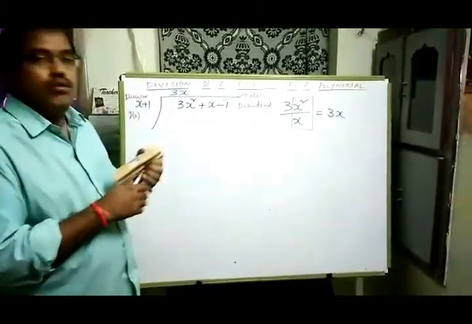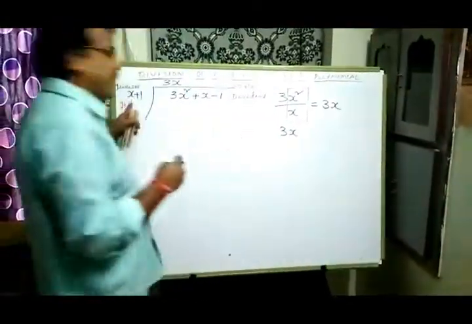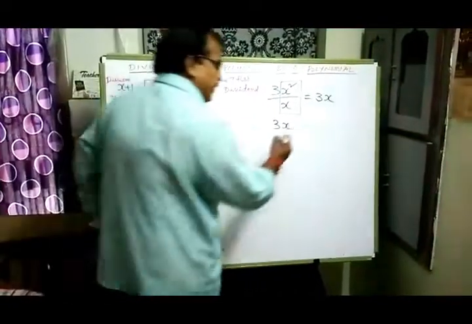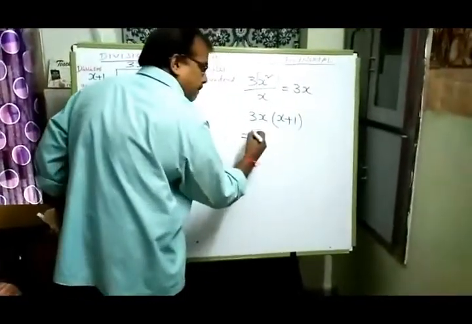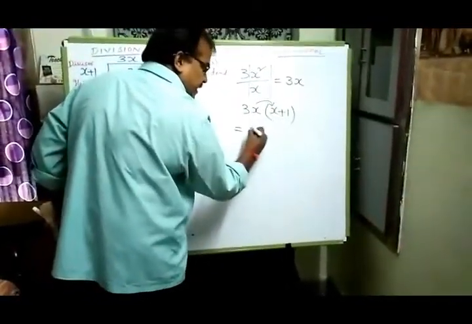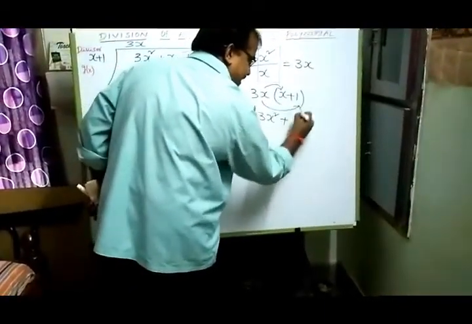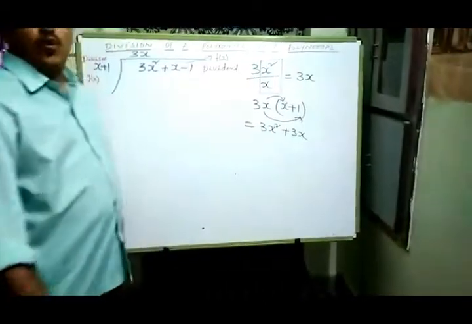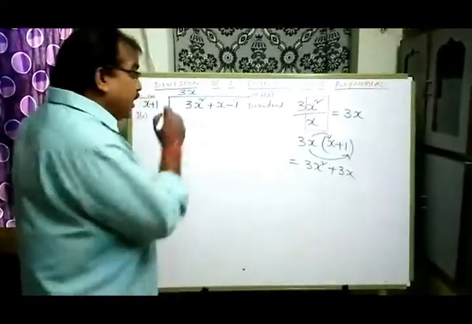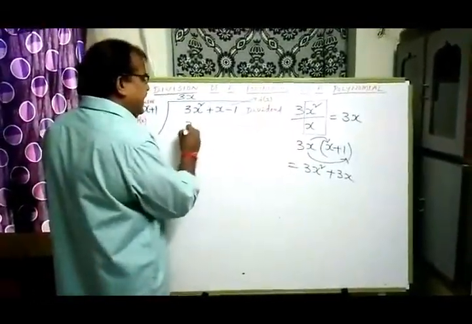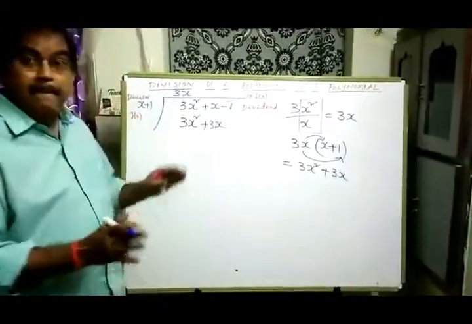Now, what is the next step? This 3x into divisor. Multiply 3x into x, 3x square, plus 3x into 1, 3x. Place the result below the dividend. What is the result? 3x square plus 3x.